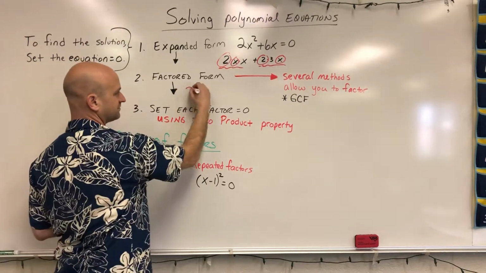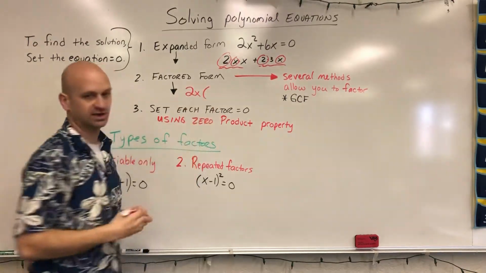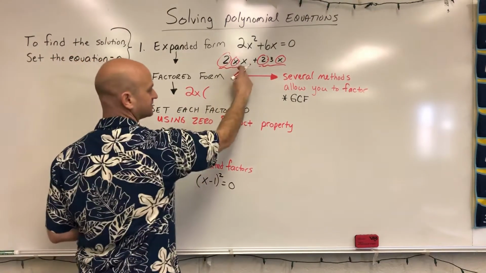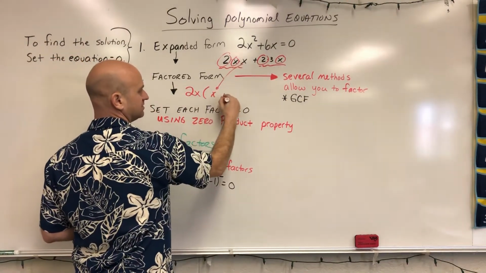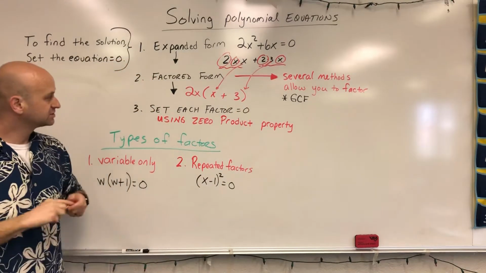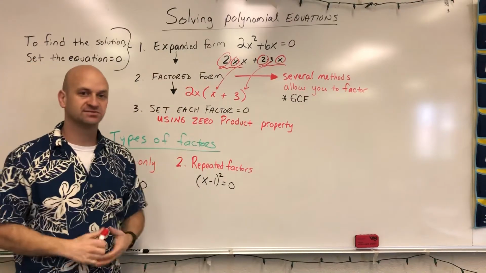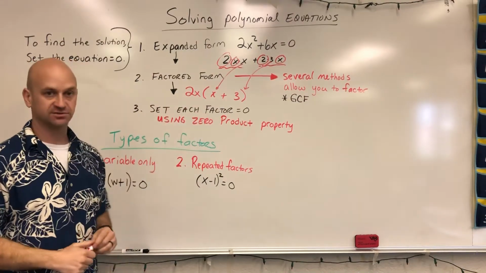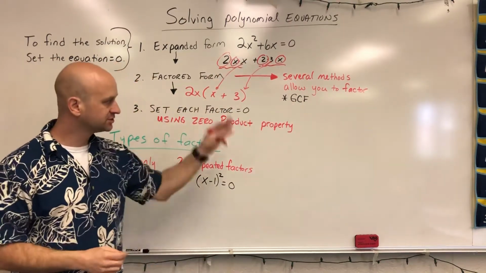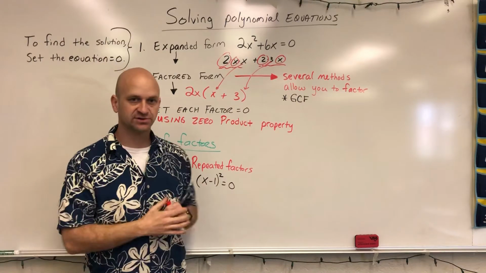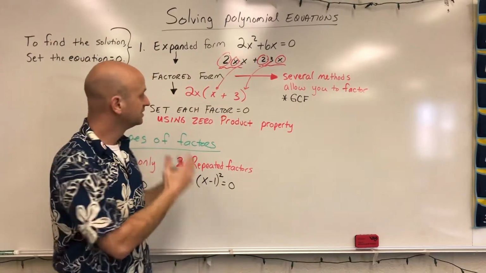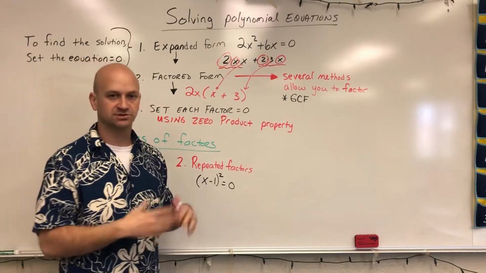And so in factored form, we're going to have 2x, and then whatever's left over goes inside the parentheses. So this x goes here, and this 3 goes here. And so this 2x times the parentheses of x plus 3 is our factored form. And this is how we use greatest common factor. We're going to cover other methods in future videos. So for now, just to explain the idea of how to solve a polynomial, this is our first introductory method.